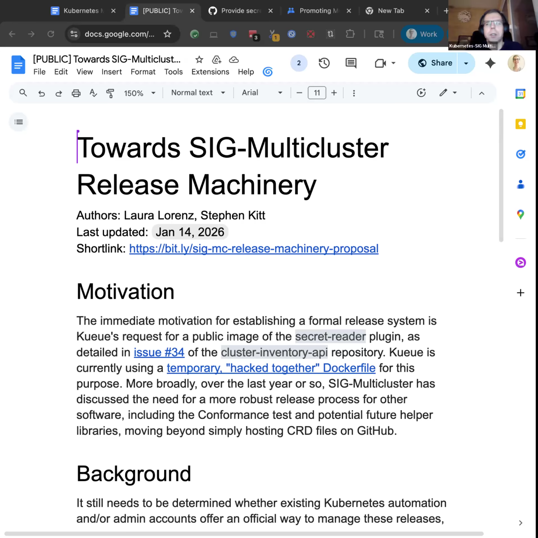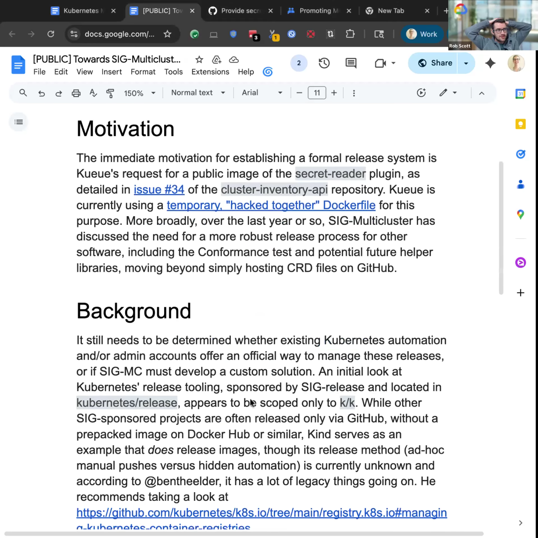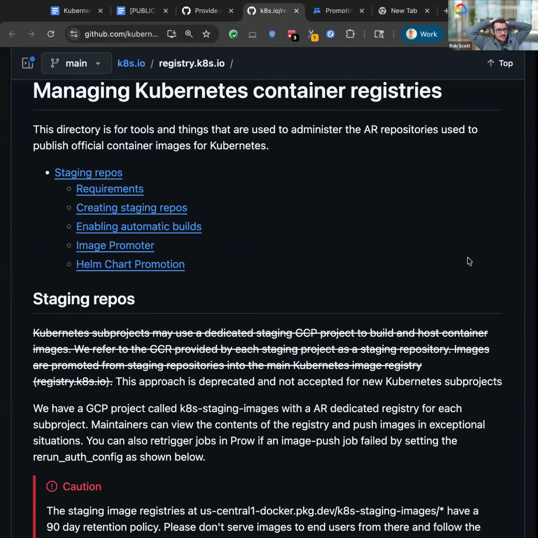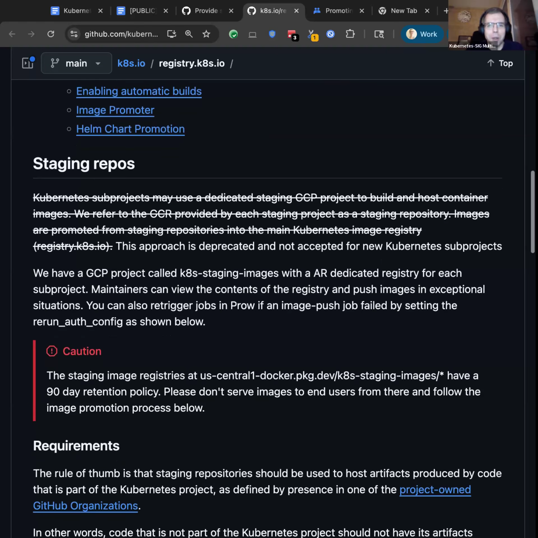And is that just in a Gateway API specific org on Docker Hub? No. There's a whole bunch of Kubernetes infra for publishing images. I want to say it's hidden under test infra or some place like that. And Laura had found it.